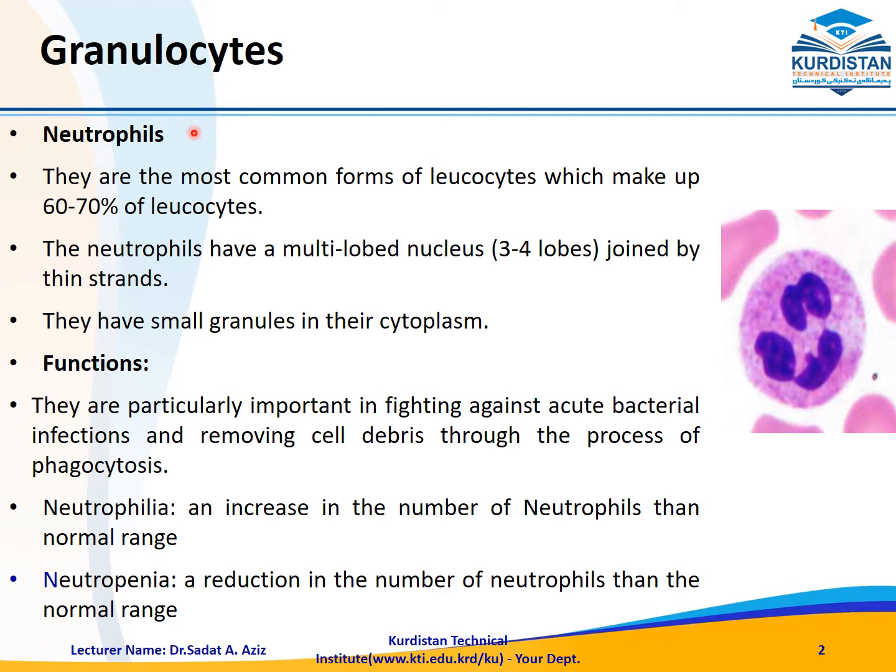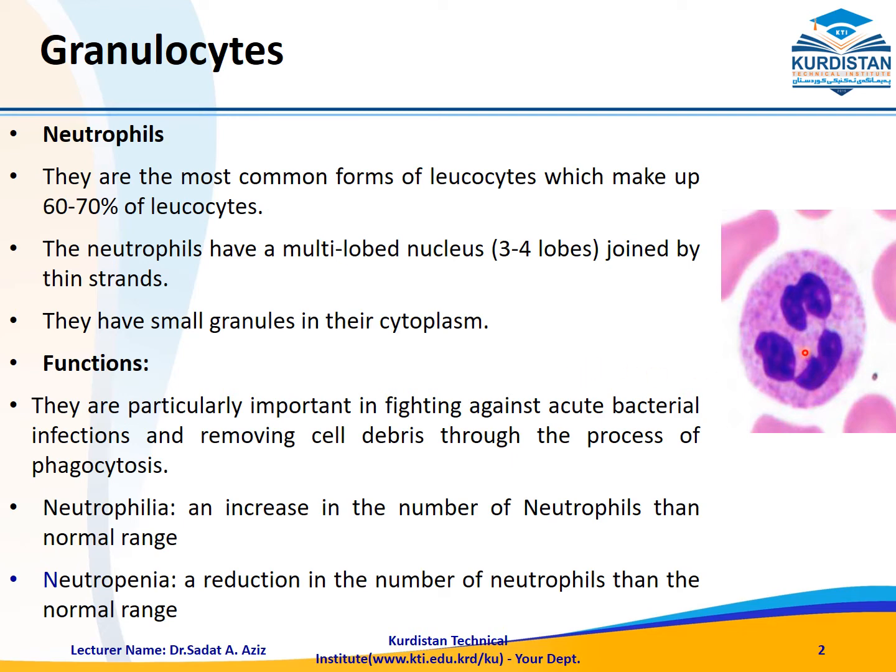And the first cell of the granulocytes is called neutrophil. The neutrophil is characterized by having a multi-lobed nucleus. It means the nucleus has more than two lobes. Okay, and the lobes are connected with the aid of a very thin strand, and the cytoplasm of the cell is occupied with small pinkish granules.